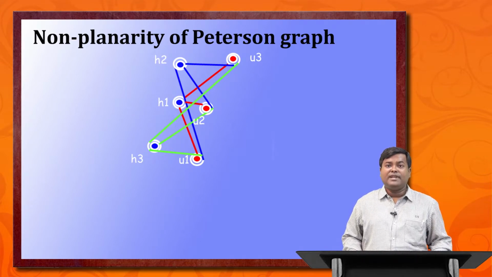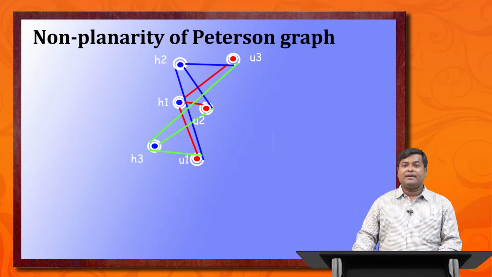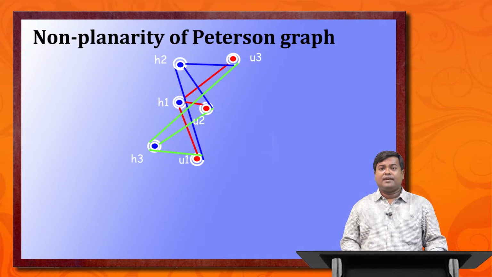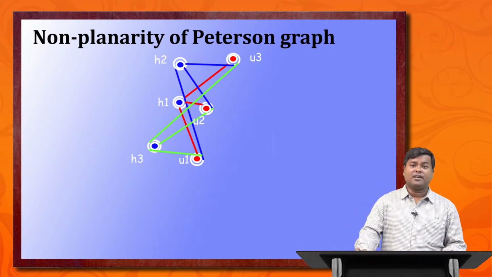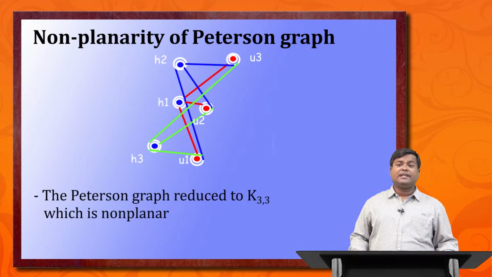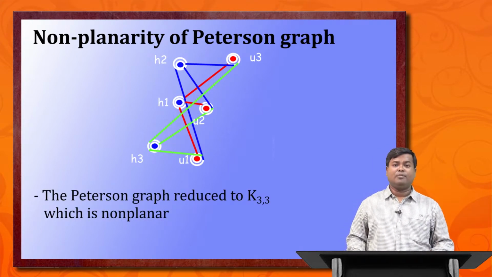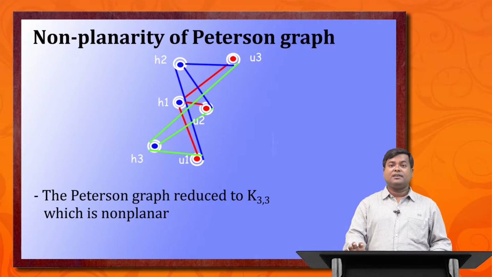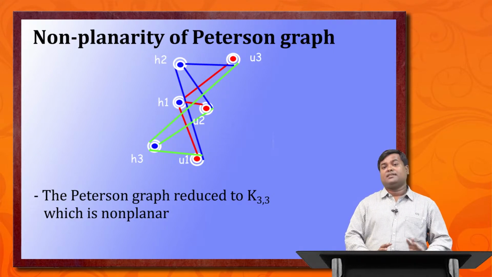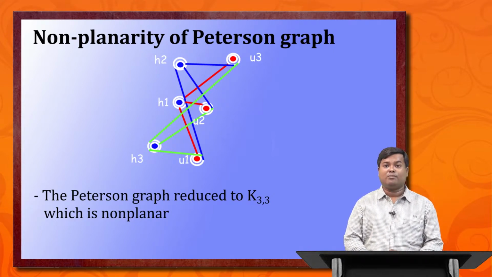So what we found is the Peterson graph is basically a superset of a subdivision of K33. So we can conclude the Peterson graph reduces to K33, which is non-planar, and from this we can conclude that the Peterson graph is also non-planar.